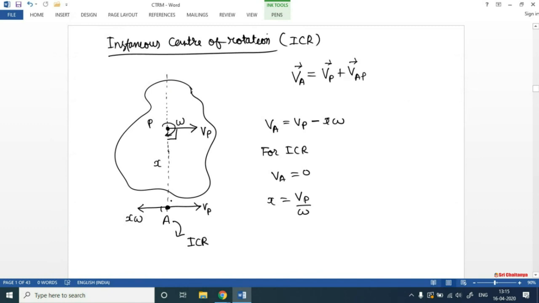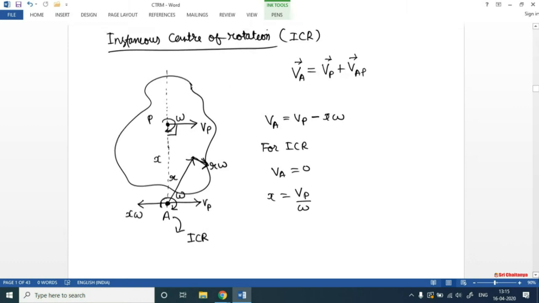The benefit of finding this point is that we can now treat the motion of this whole rigid body about point A as purely rotational, and this rigid body will be rotating with angular velocity omega about point A. That means any point on the body will be moving, with respect to the instantaneous center of rotation, with r omega velocity. So this is how we can find the instantaneous center of rotation.